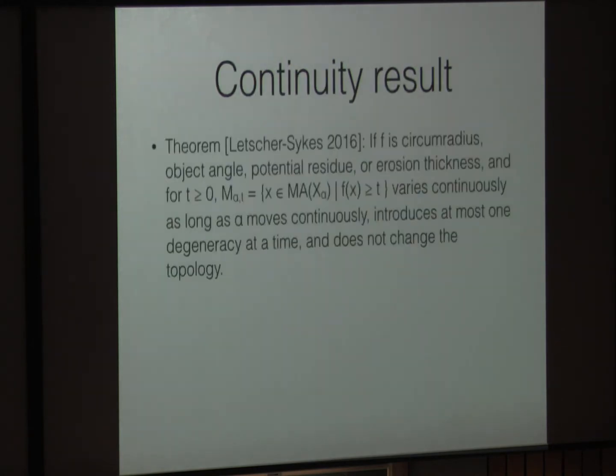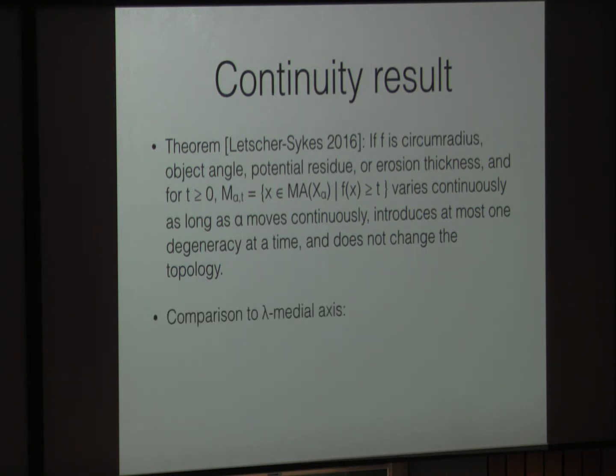So the actual theorem they get is for circumradius, object angle, potential residue, or erosion thickness. If you prune the medial axis based on some value, it actually is going to vary continuously as long as alpha moves continuously. You hit one degeneracy at a time, and it doesn't change the topology. Again, topology is a non-starter for this particular setup.